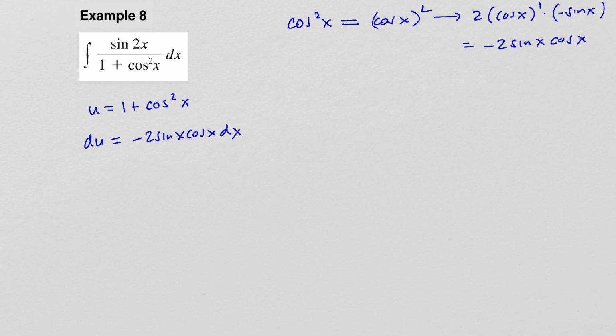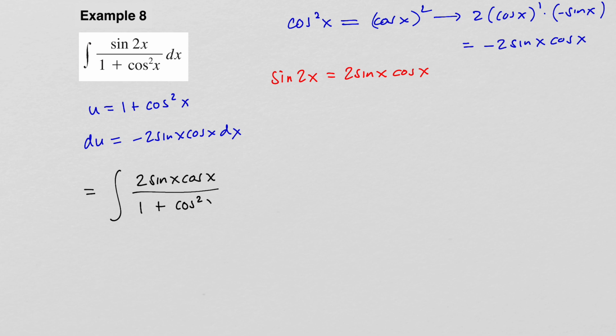But you'll notice that we don't really have that multiplied by the dx here. What we have is sine of 2x. But this is where you need to remember your trig identities. The sine of 2x is equal to 2 times sine of x times cosine of x. This is a double angle identity for your trig functions. So the original integral can be rewritten as the integral of 2 sine x cosine x over 1 plus cosine squared x times dx.